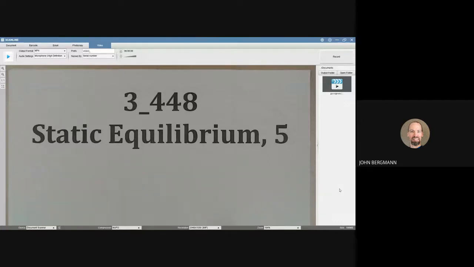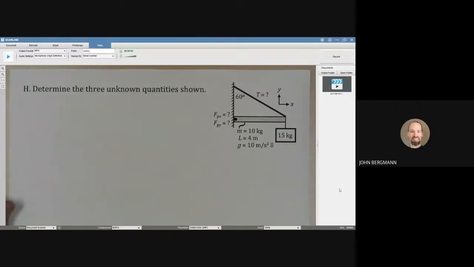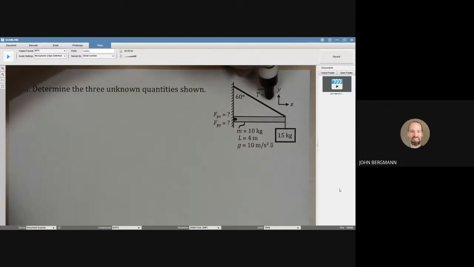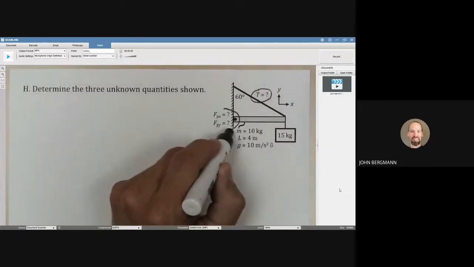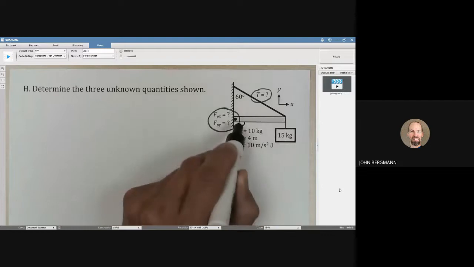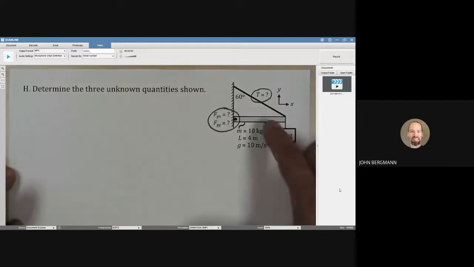Static equilibrium 5. Determine the three unknown quantities shown. What we need here is the tension in this cable, and then we need the two forces that this pin is exerting on the beam here.